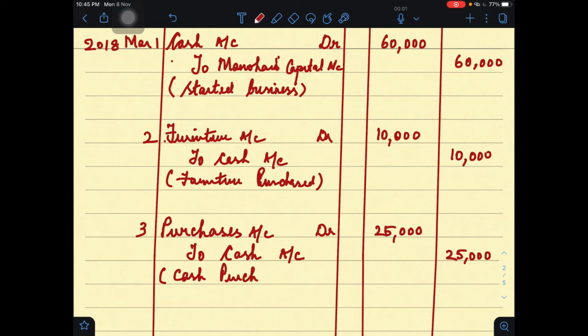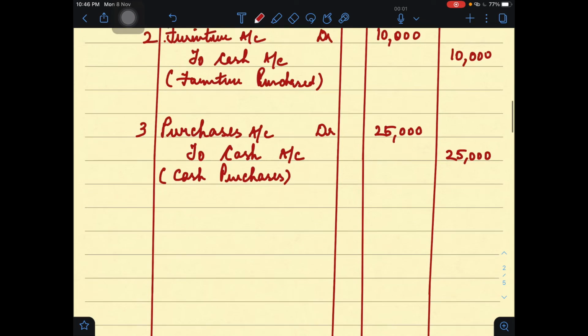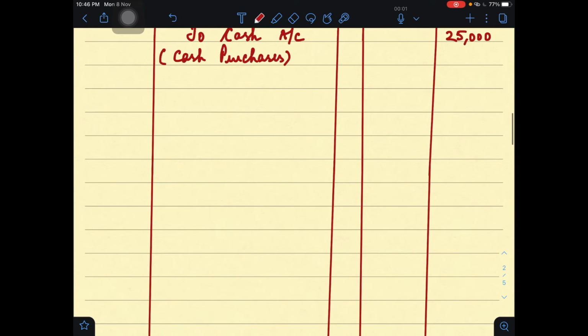Here I would like to recall for you that transactions may be of three kinds. What are they? Cash, bank, and then credit. So far, all the above three transactions that we have mentioned are cash transactions. So every cash transaction will definitely involve one account as cash. Okay students, now moving further, let us go to the next transaction.